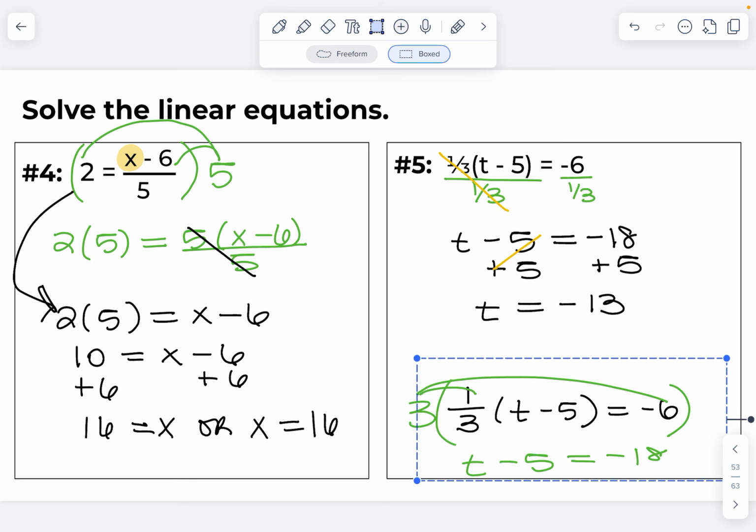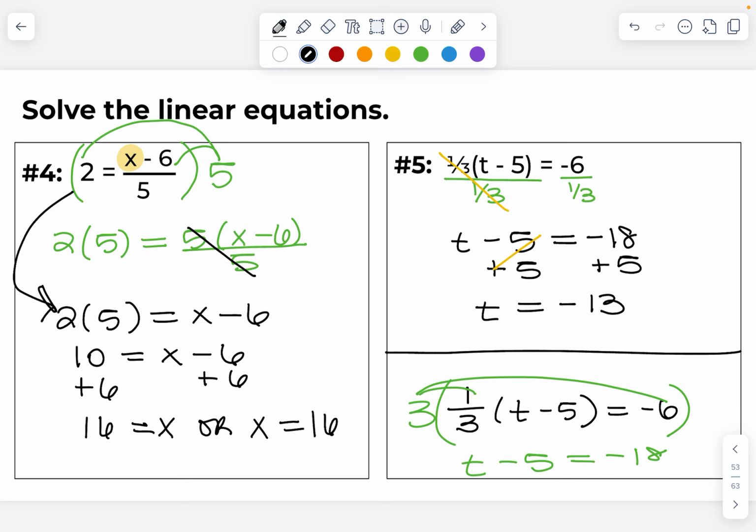I'm going to move this down just a little bit and draw a line. So there are two ways you could have thought about dealing with the fraction. Multiplying by the denominator is going to work every single time in terms of getting rid of it. When it's cleanly in front of the parentheses like that, you can also just divide by it on both sides. Either way works.